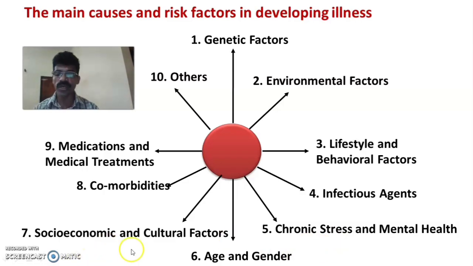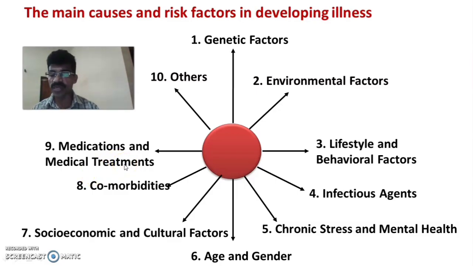Seventh is socio-economic and cultural factors, that includes socio-economic status of the person and various traditions and cultural practices. Eighth is comorbidities. Morbidity is the term used as a synonym of disease. So previous or past diseases will lead to secondary infection and secondary diseases. That is comorbidities.